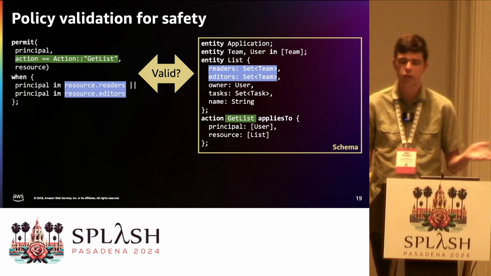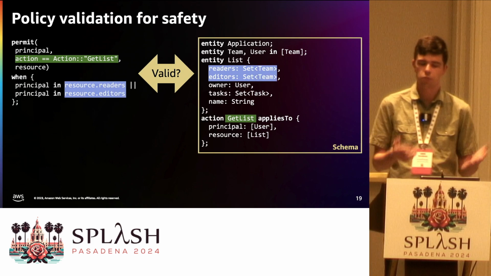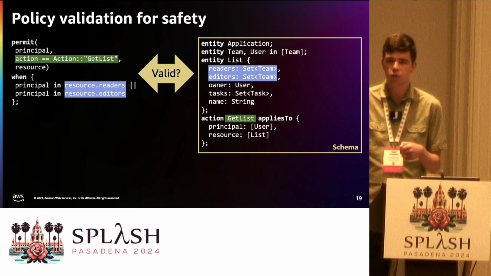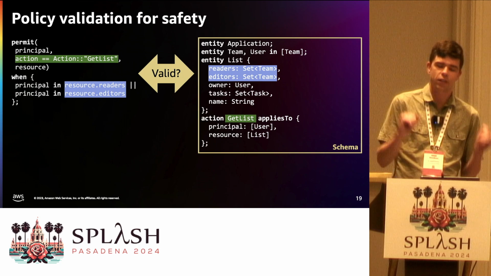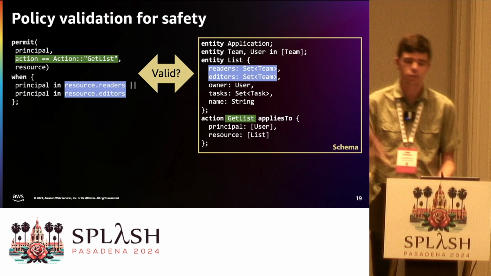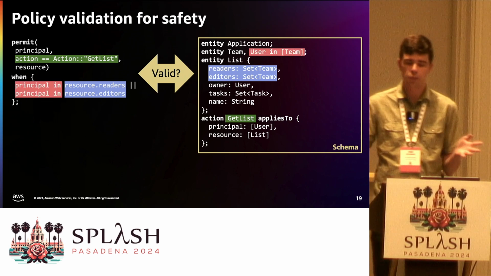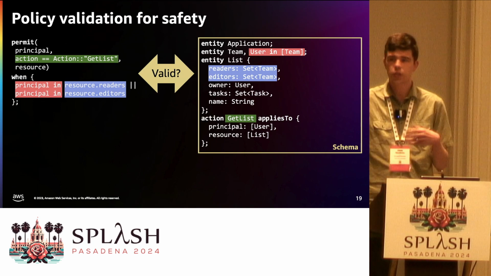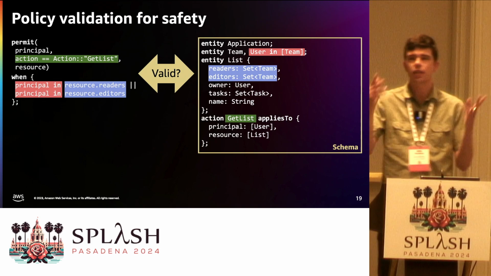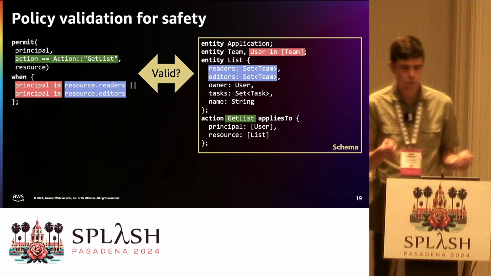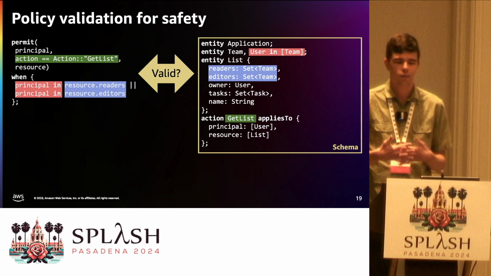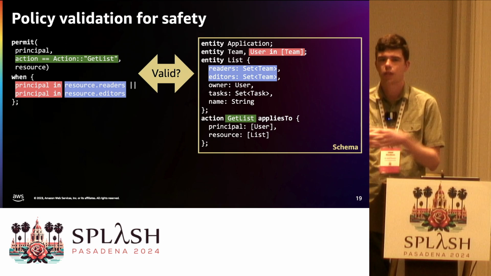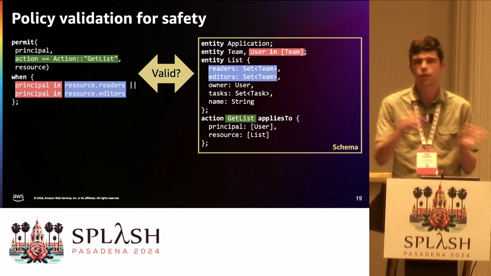So when we see resource.readers or resource.editors, we know that resource must be of type list, and then we can see from the schema that entities of type list do have attributes called readers and editors, so that's valid. And it also tells us the type of those attributes, which allows us to type check uses of those attributes. So when we see principal in, first of all, we know that principal must be of type user from the action declaration. And then the schema also tells us that entities of type user are allowed to be in entities of type team, which makes this a valid use of the Cedar in operator, because one of the valid type signatures for the Cedar in operator says that if users are allowed to be in teams, you're also allowed to use in with user in set of team.